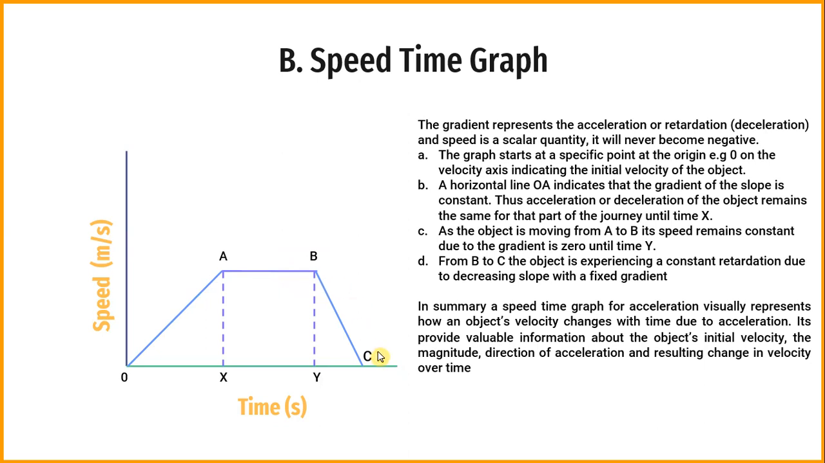From B to C, the object is experiencing a constant retardation due to the decreasing slope with a fixed gradient. And in summary, a speed time graph for acceleration usually represents how an object's velocity changes with time due to acceleration. It provides valuable information about the object's initial velocity, the magnitude and direction of acceleration, and the resulting change in velocity over time.